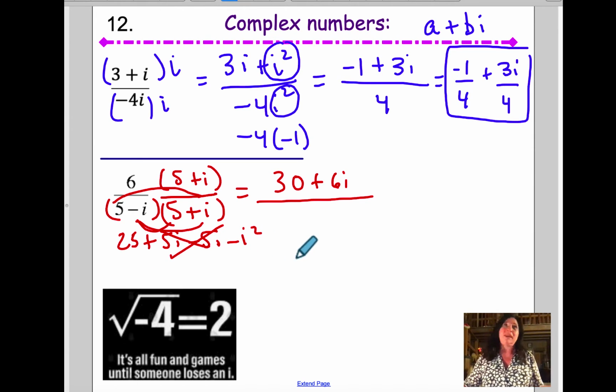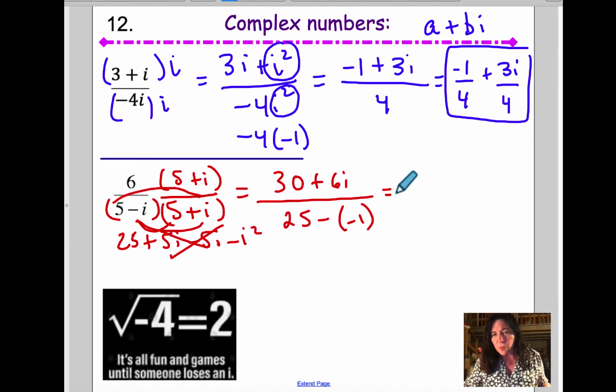So then what I have is the 5i's are going to cancel. So do I need to write that? Probably not, because you should know that. But what I have left on the denominator is 25 minus i squared, right? So minus i squared is negative 1. So now going back, I've got negative makes plus. So I've got 26 on the denominator.